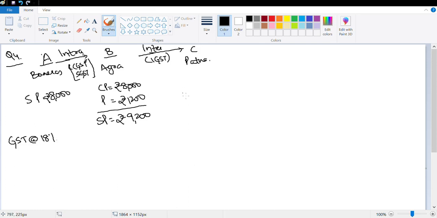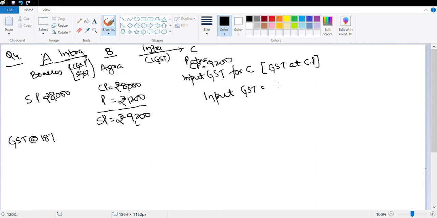So for GST, how much GST? So input GST for C would be GST at cost price. So what is his cost price? His cost price is 9,200. He is buying it at 9,200. So let's calculate. So input GST will be equal to 18% of 9,200.